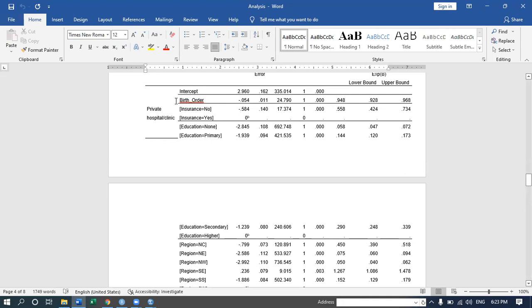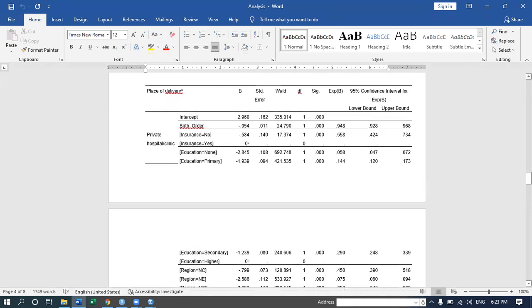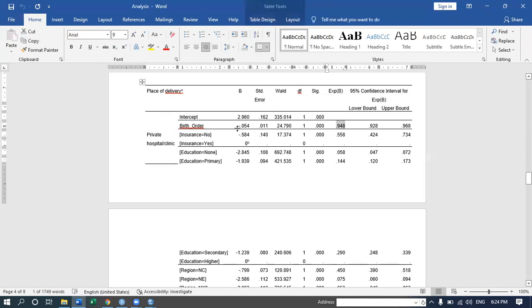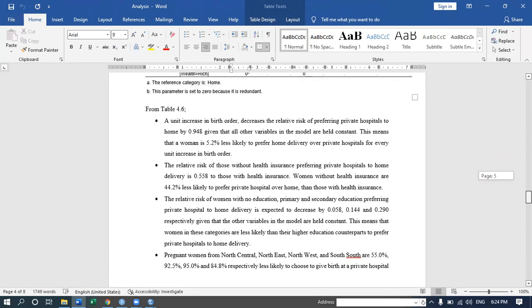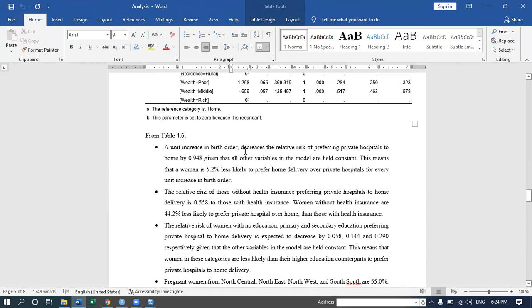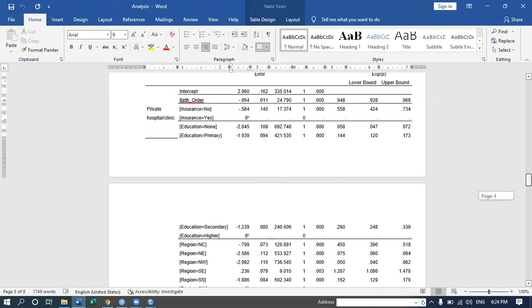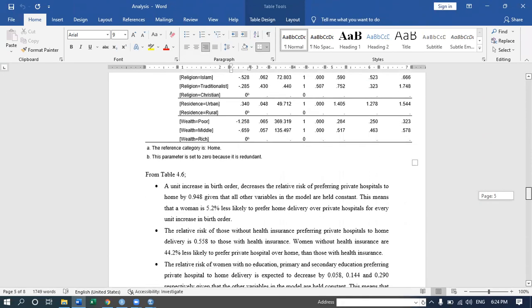The significance. So look at this. Take note of the B. Because it's negative, negative means it's decreasing. If you want to use exponent of B, if exponent of B is less than 1, it means it's decreasing. So now how do you interpret this? Take note of that one. You say a unit increase in birth order. We'll be using the exponent of B again to interpret.